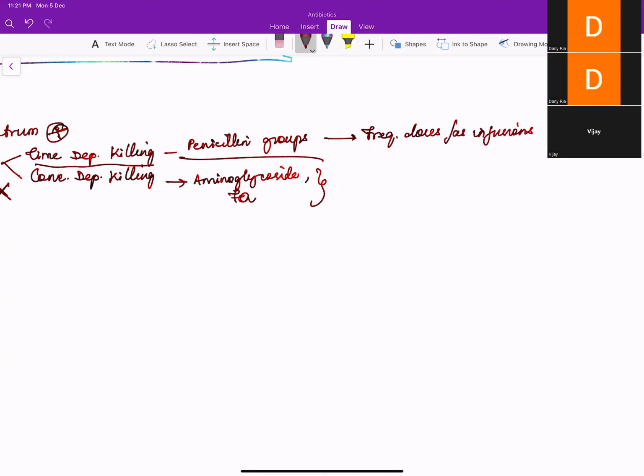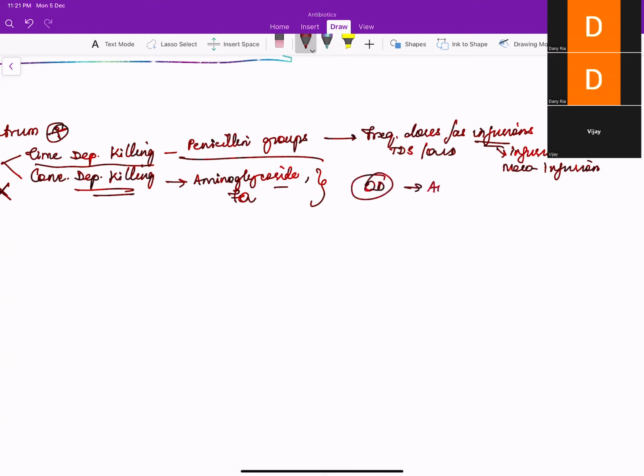If you remember, penicillins will be given in TDS dose or QID dose. Sometimes vancomycin is given as infusion. Meropenem can be given as infusion because of this reason, because it's a time dependent killing. Concentration dependent killing, we should not give them as infusions or TDS dose. They should be given preferably as OD.